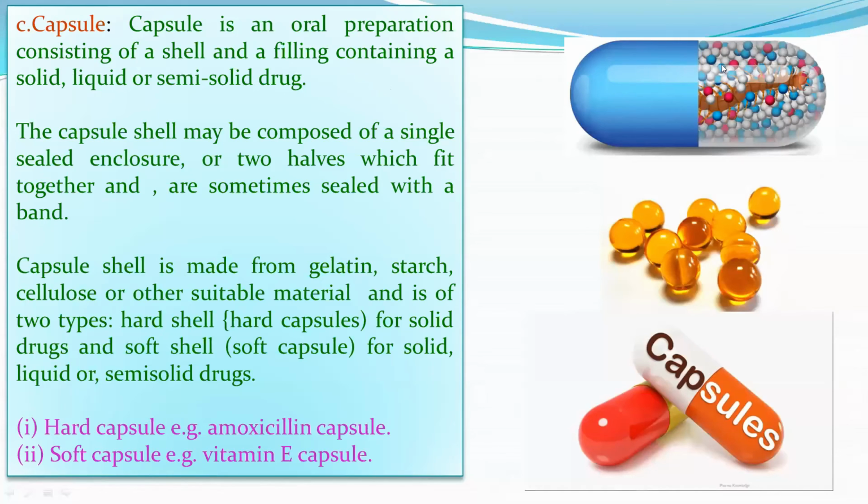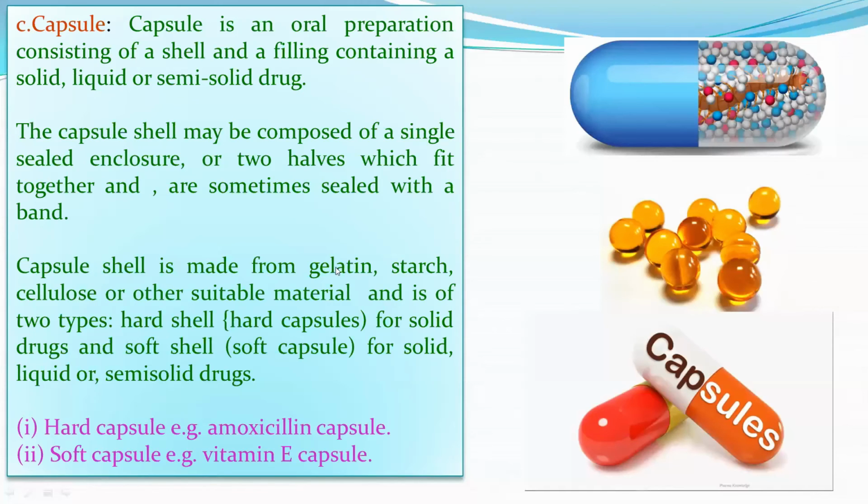Some granules are present inside here. They may be solid, some liquids may also be put, and semi-solid drugs may be there. But it has a protective outer coat. The capsule shell may be composed of a single enclosure or two halves. Usually there are two halves, made of gelatin, which fit together and are sometimes sealed with a band.